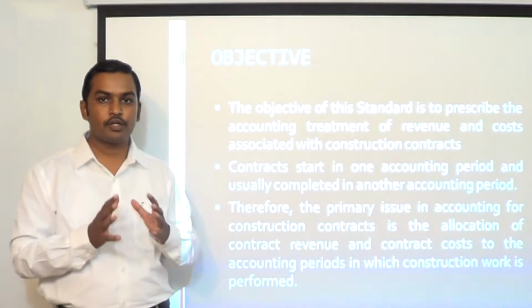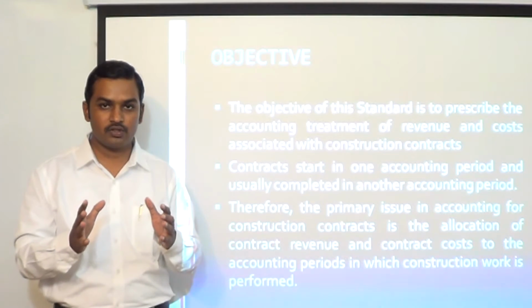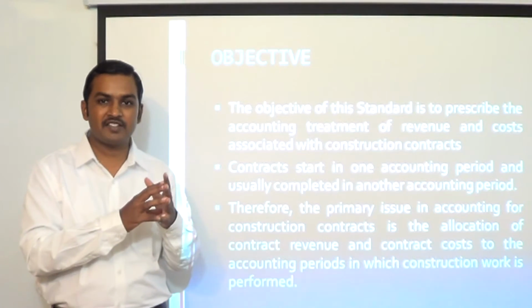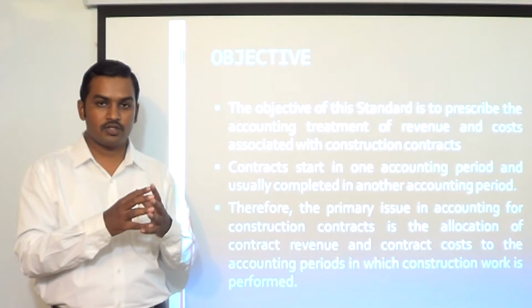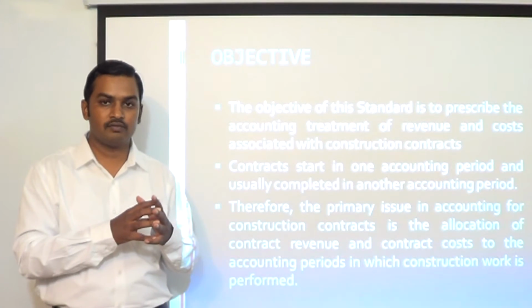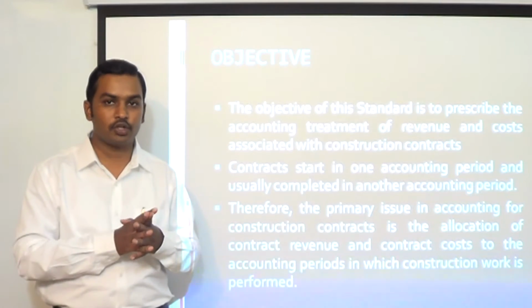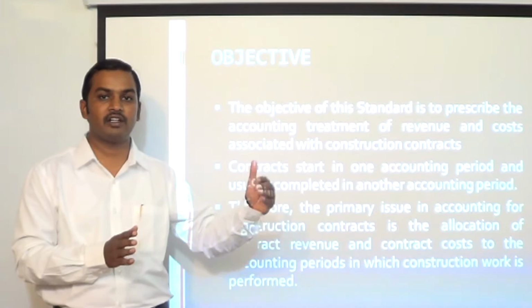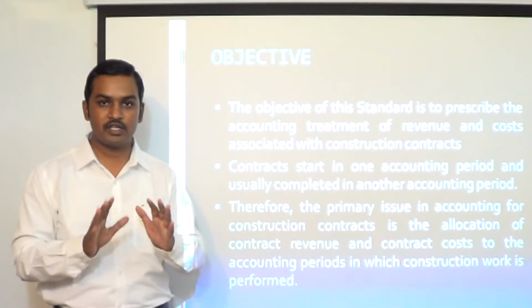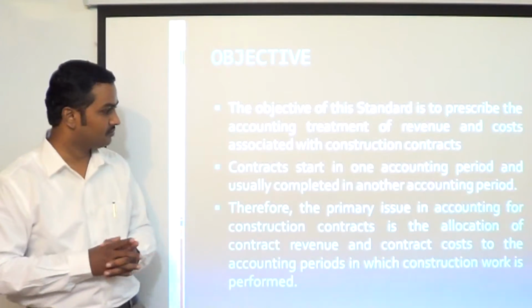So the standard actually talks about allocation of revenue and cost: when to recognize revenue relating to the construction contract, in which year to recognize the cost, and when to recognize profit. That is what this standard is going to talk about, how to allocate costs to the periods in which construction activity has been done. So that is the objective of the standard.